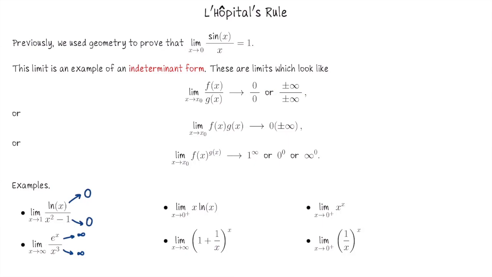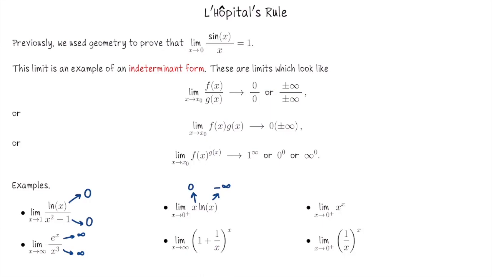What's the limit as x approaches 0 from the right of x times natural log of x? Well, as x goes to 0, the first term is just x, so that's going to go to 0. But as x goes to 0 from the right, natural log of x shoots down to negative infinity. So again, the question is, who wins?